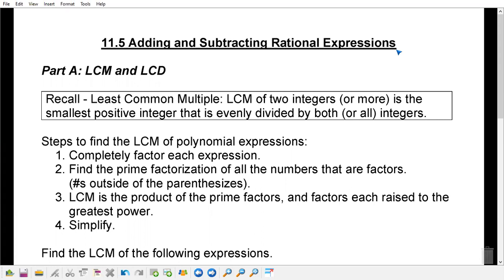Now, we're not just working with integers here, we're working with polynomial expressions. So the steps to find the LCM of polynomial expressions go as follows. 1, we're going to completely factor each expression. 2, find the prime factorization of all the numbers that are factors, numbers outside the parentheses. 3, the LCM is the product of the prime factors and factors each raised to the greatest power that they are. And then step 4, we're going to simplify.